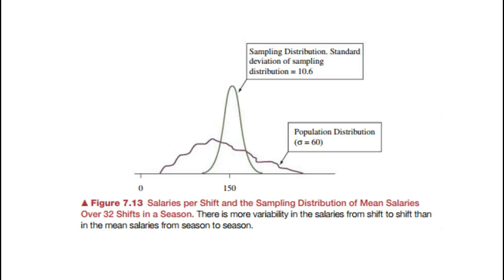Here we have an illustration of shapes and variabilities. Notice that the population distribution can be more varied, whereas the standard deviation of the sampling distribution will be smaller. This shows us there is more variability in the salaries from shift to shift than in the mean salaries from season to season. This example is also discussed in your textbook.